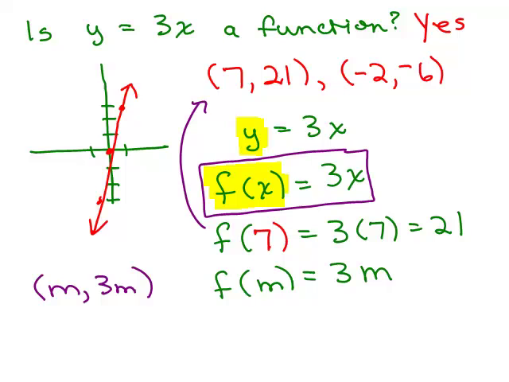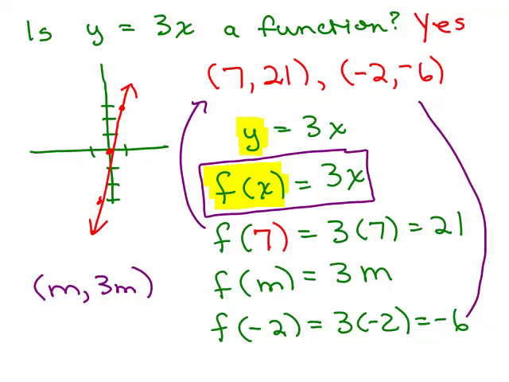So it's an ordered pair, but you just don't see a particular number. If I have f of negative 2, I have 3 times negative 2, which is negative 6. That corresponds to that ordered pair, negative 2, negative 6. And there are infinitely many ordered pairs here.